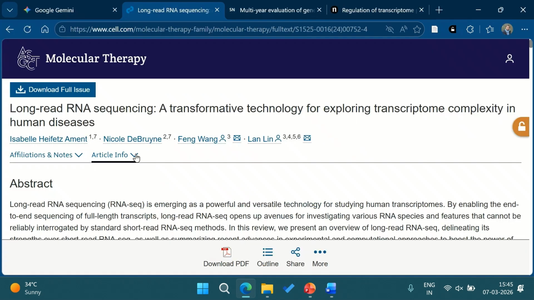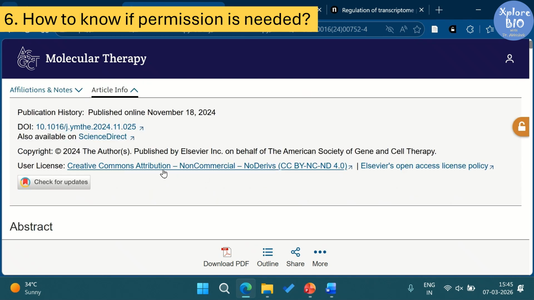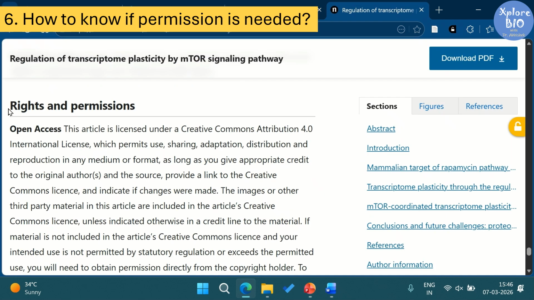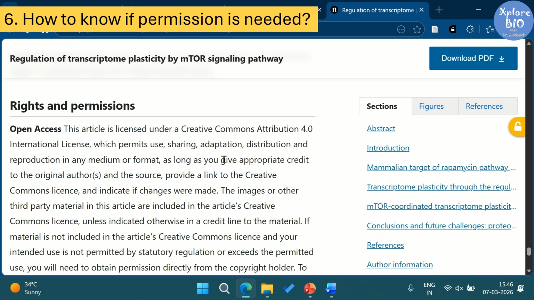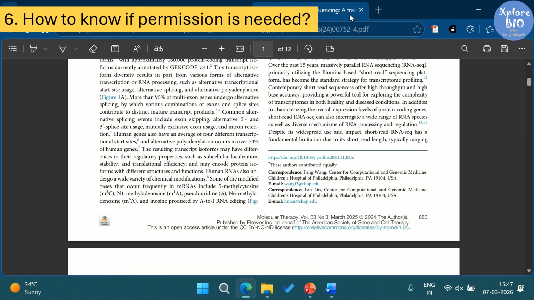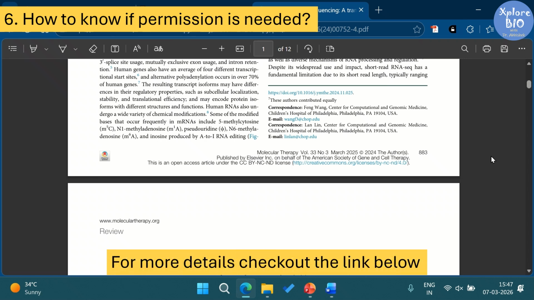Now, an important question that comes up is how to know if the article is open access or licensed under Creative Commons, so that you can find out if the permission is needed or you just have to give the attribution or the citation. You can find this information under user license or rights and permissions, usually seen at the end of the official website of that paper. In PDFs, it can be seen at the end of the paper or as a footnote. This may vary from publisher to publisher, so always go through the permissions before using them, which would hardly take a minute. To learn more about reusing tables and figures, you may check out the link given below.